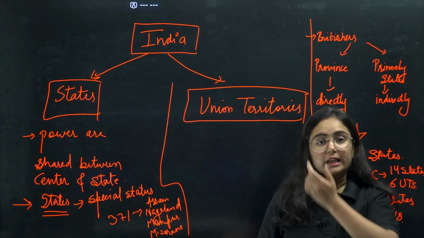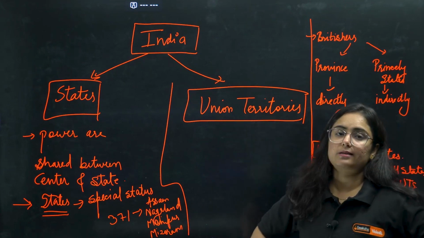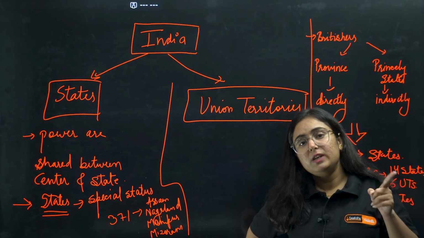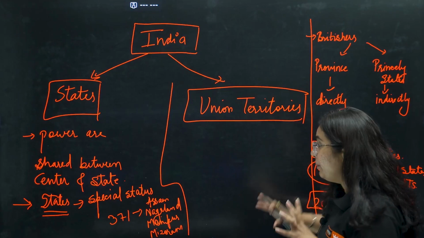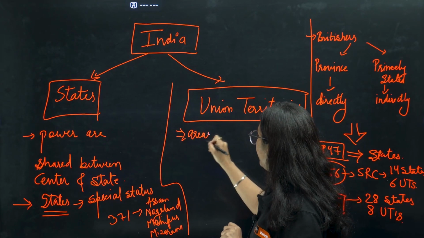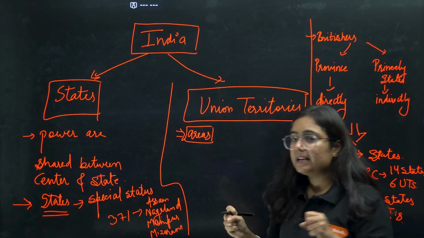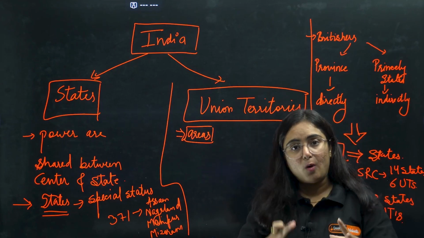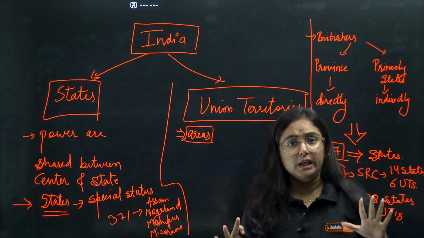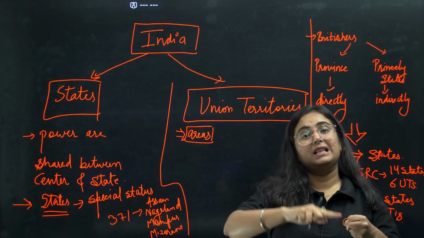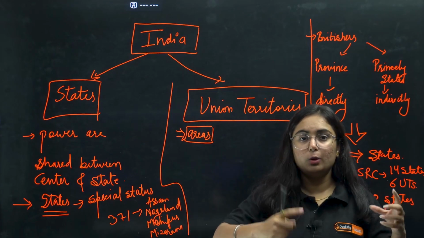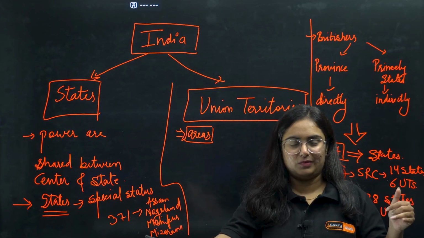Now, what is the need to make union territories is a question. And what are the union territories? What is the difference between state and UTs? Now, pay attention. There were certain areas in India which are smaller to be considered as a state, and larger to be merged into a state. Getting my point?